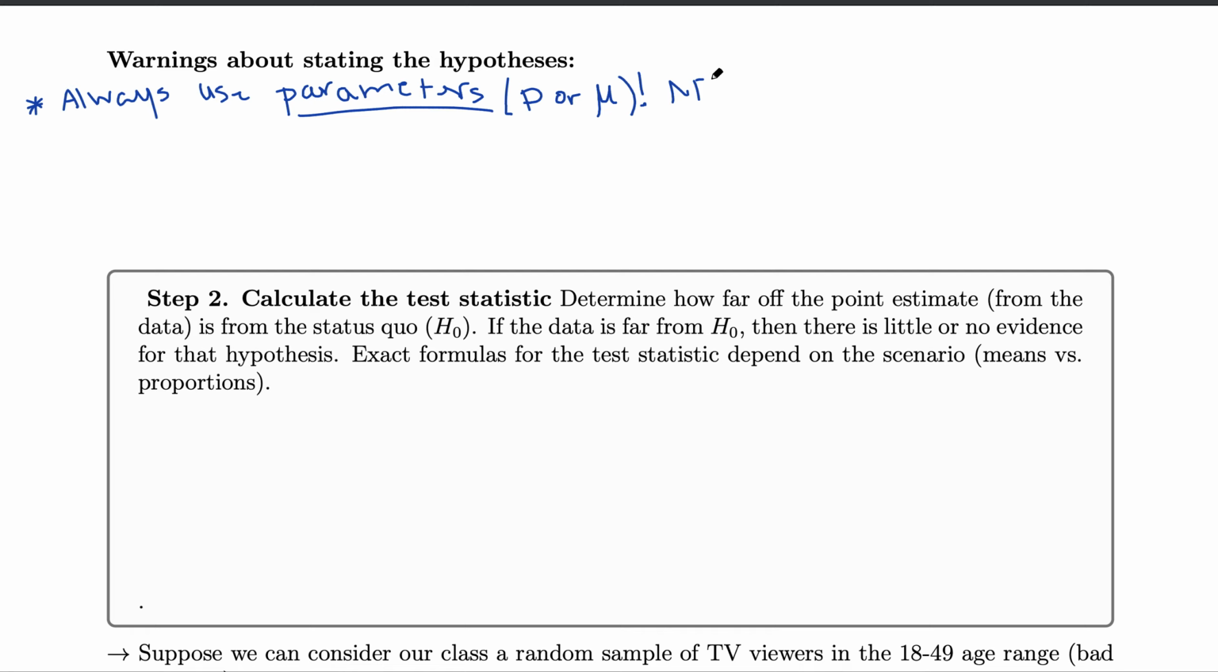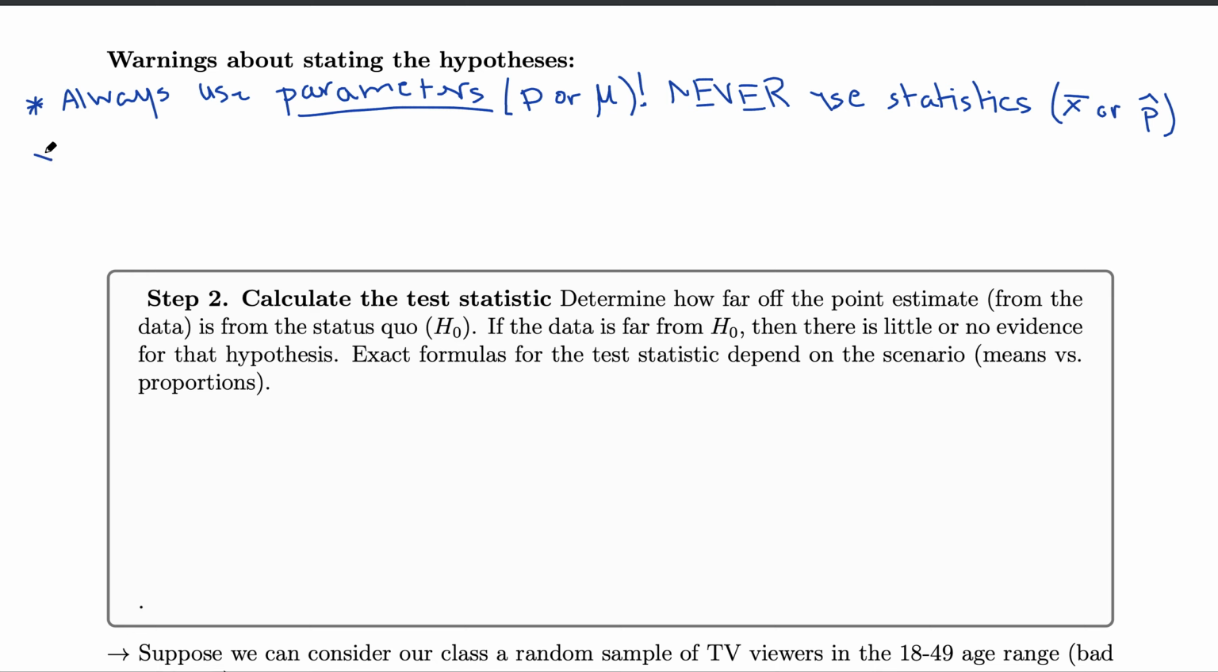Never use notation of statistics in your hypotheses. Never use, sorry about the handwriting, statistics. For example, X bar would be the mean of the data, or P hat would be the proportion of the data. Don't use that notation. We're not making a claim about the data. We're making a claim about the entire population.